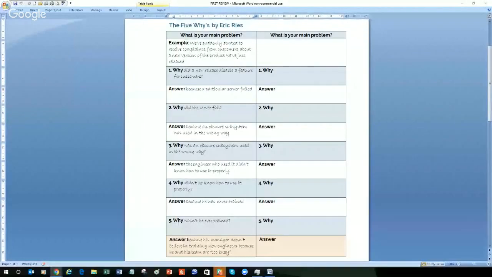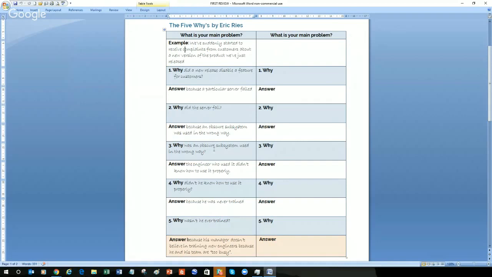Okay, so this is my take on the 5 whys process. So you start off by asking, what is the problem that you have, and then you go through the 5 whys. So here's an example that Eric Ries talks about in his book. We've suddenly started to receive complaints from customers about a new version of the product we've just released. Why did a new release disable a feature for customers? Answer: because a particular server failed. Why did the server fail? Because an obscure subsystem was used in the wrong way.